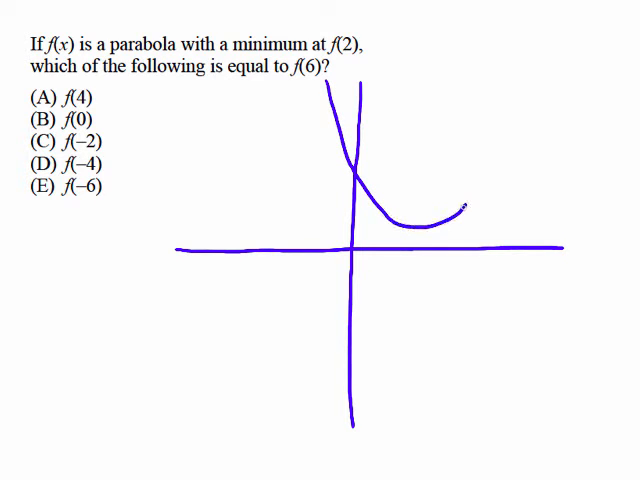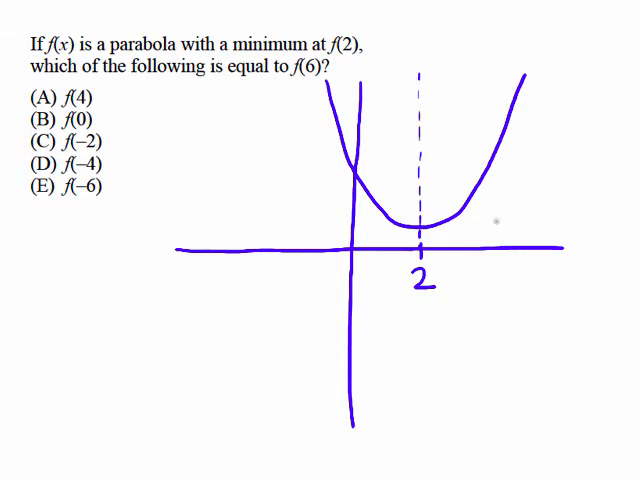We don't need to be that careful here because we really don't know anything about this parabola except its minimum. We know its minimum is at f of 2, which means when x equals 2, the parabola is at its lowest point. What that also means, and this is what's important, is that we have a line of symmetry at x equals 2. This parabola is the same on the left of x equals 2 as it is on the right of x equals 2. That is what symmetry means, and that's the key to solving this question.